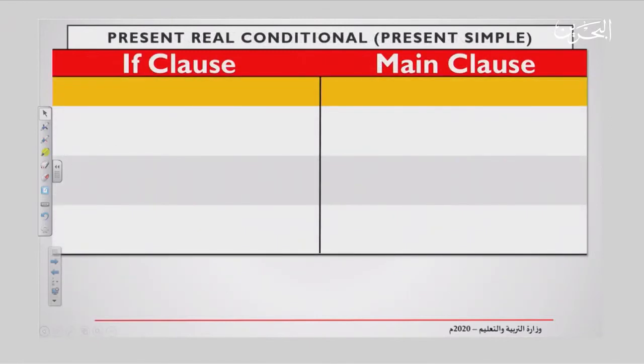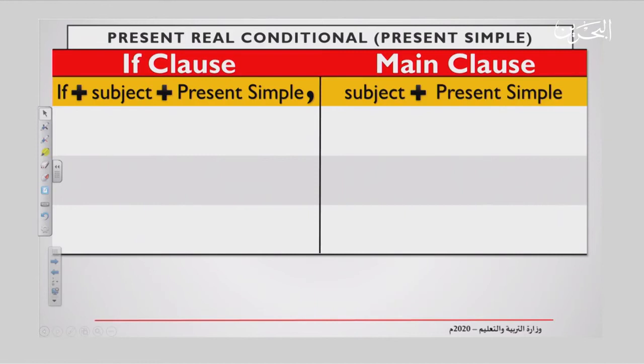Present real conditional, present simple. We have two clauses, the if clause and the main clause. In the if clause, you start with if plus a subject plus present simple. In the main clause, of course, do not forget the comma. The main clause has subject plus present simple and the full stop.